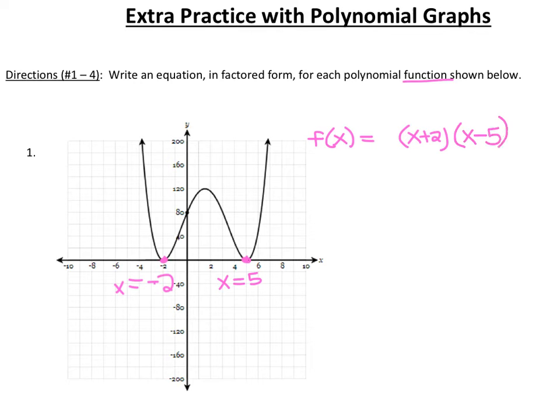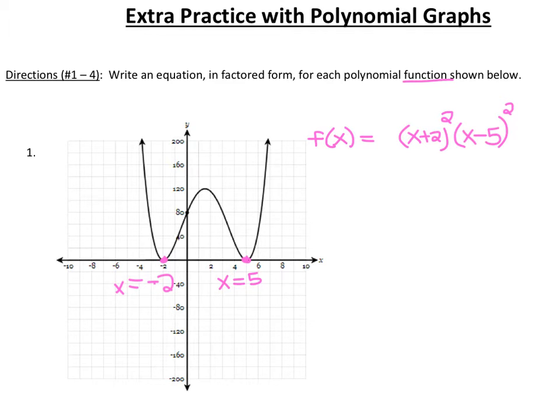Now, there's a couple other things we have to take into consideration. If we look right here, see how the graph comes down and bounces off the x-axis? Didn't we learn that that means there's multiplicity here, okay? Because there's multiplicity of 2, we're going to have 2 factors of x plus 2. So I'm going to put a squared on that. And if we look over here, same thing. Okay, it's bouncing off the x-axis. So there's multiplicity of 2. So there's 2 factors of x minus 5. So let's put a square on that also.